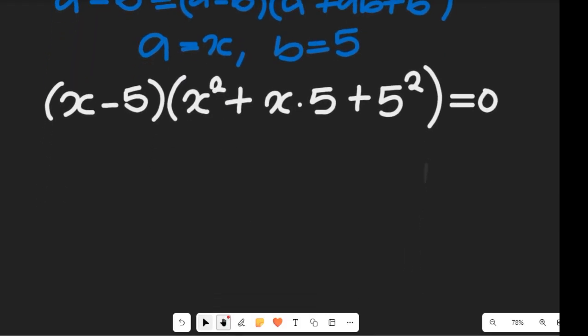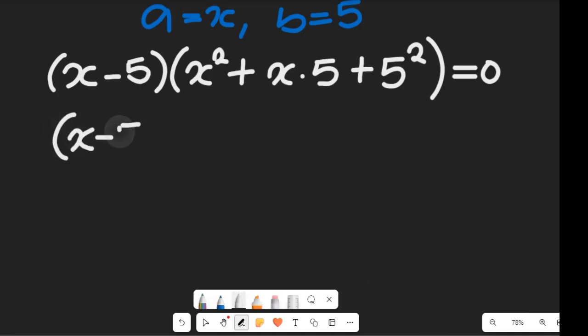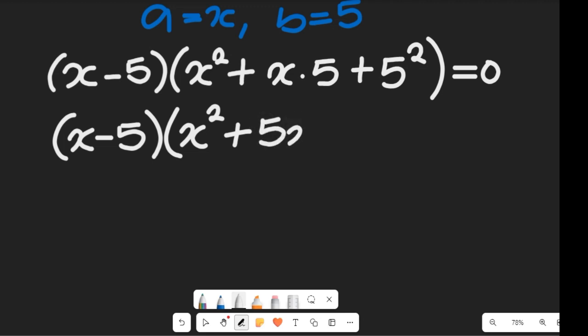Great. Now, in the next step, we're going to simplify this zero product expression. If we simplify this, we are going to have x minus 5, right? And this will be x squared plus 5x plus 5 squared, which is going to give us 25. And all of these will be equal to 0.